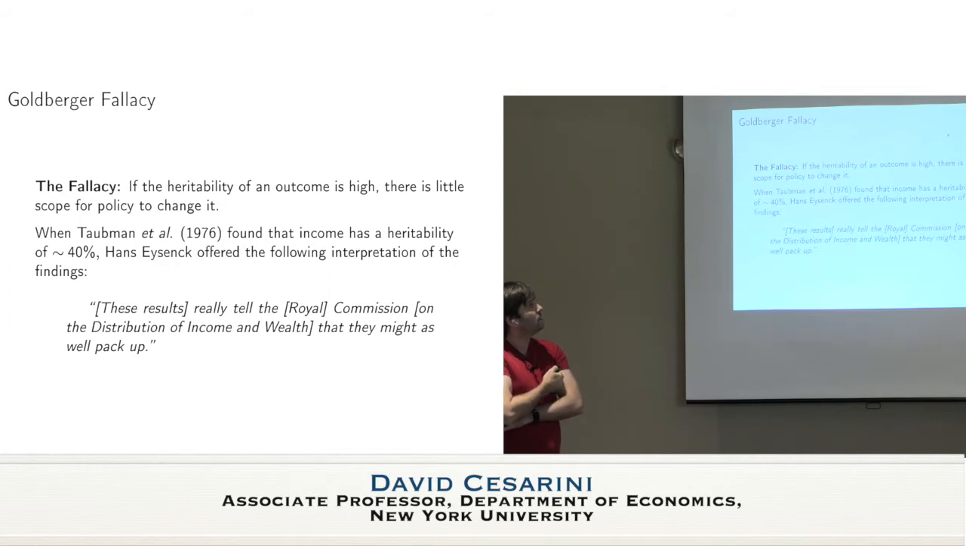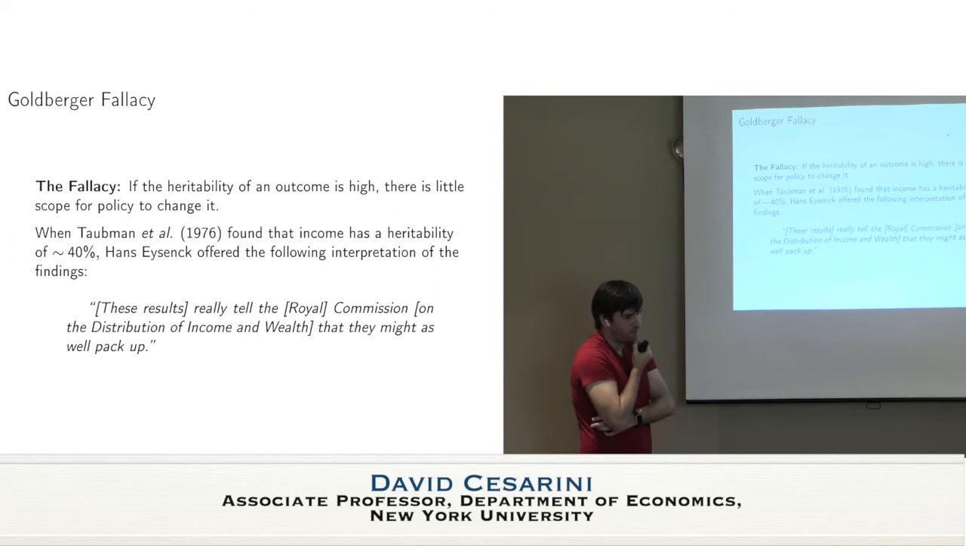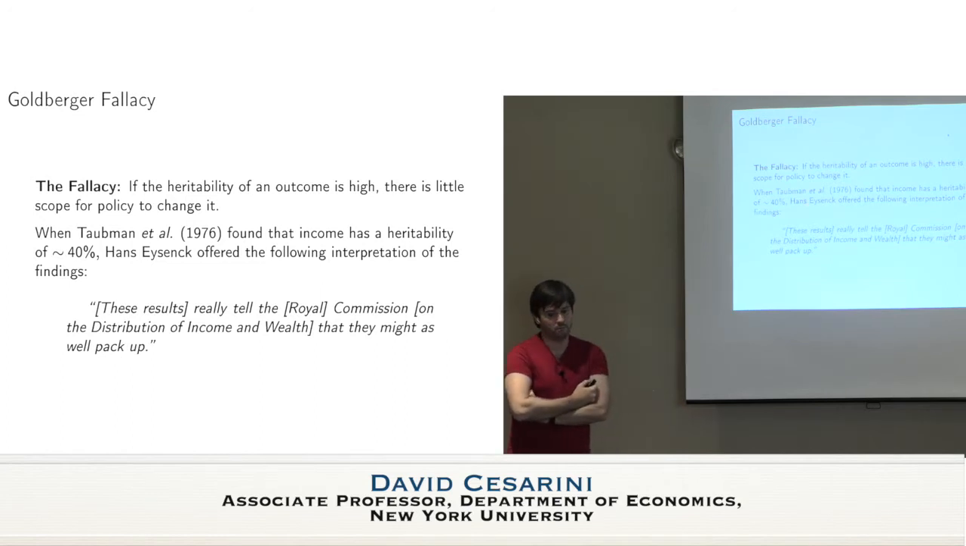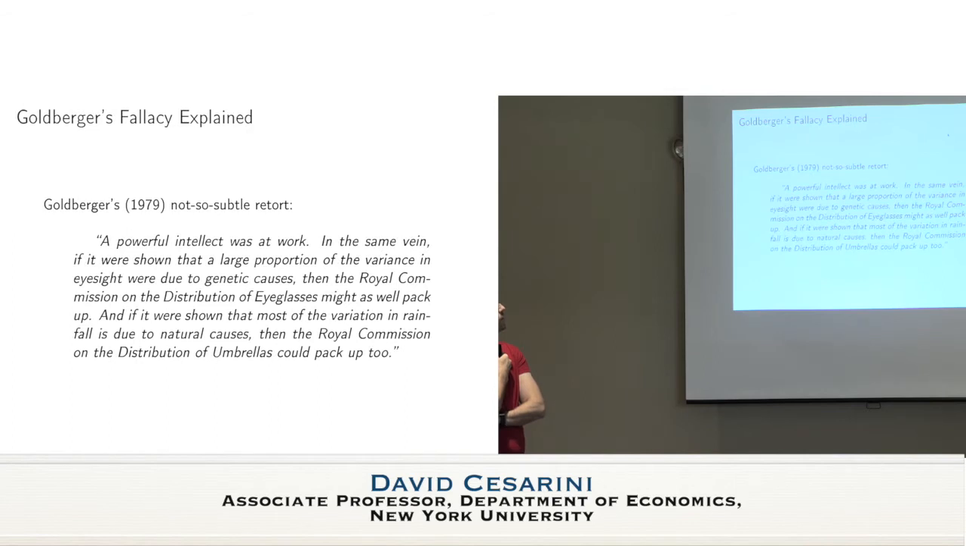It's a common error, and I'll try to illustrate it with a famous example from the 70s. Taubman and co-authors had published a paper in the AER that tried to estimate the heritability of income using data on twins. Hans Eysenck, a very prominent differential psychologist in London, was asked to comment to the Times of London, and offered the following interpretation of the findings. These results really tell the Royal Commission on the Distribution of Income and Wealth that they might as well pack up. Goldberger's retort has become very famous.